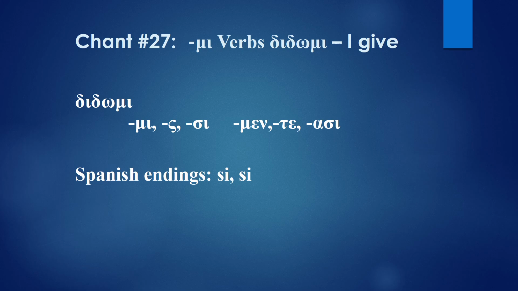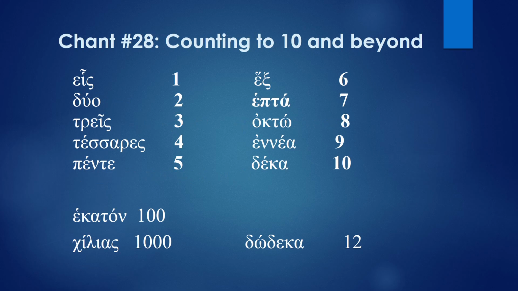This is chant number 27, the mi verb. This is chant number 28, counting to 10 and beyond. Heis is the number 1. Duo is the number 2. Treis is the number 3. Tessares is the number 4. Pente is the number 5. Hex is the number 6.